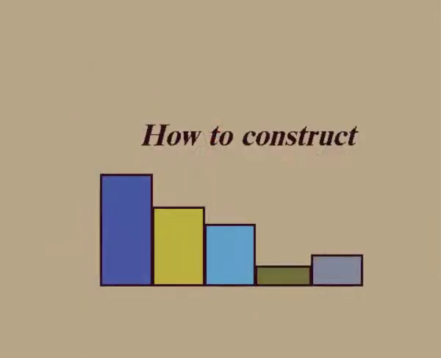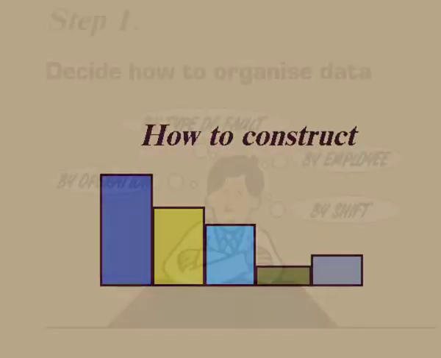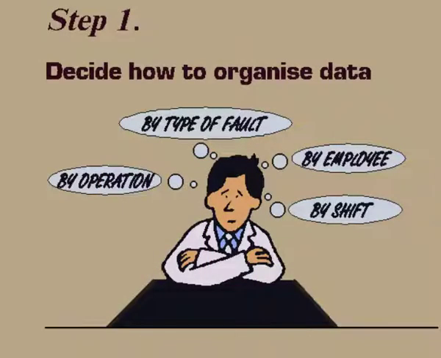To illustrate, we will use the example of a group of defective items. Each item has a tag describing the type of fault, the equipment used to do the work, the employee, and the shift. The first step is to decide which data should be shown on your Pareto chart. A good way to get started is to organize your chart by type of fault. If this does not provide the analysis you need, then try one of the other possibilities.